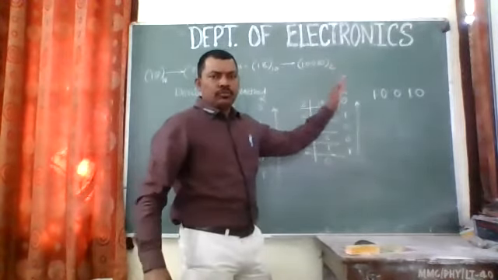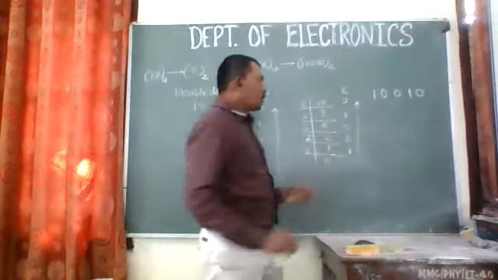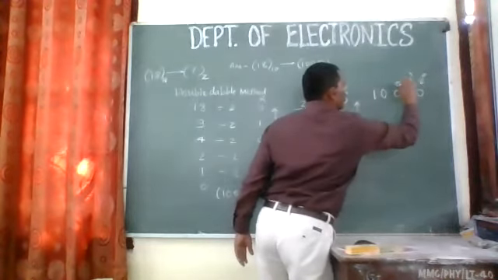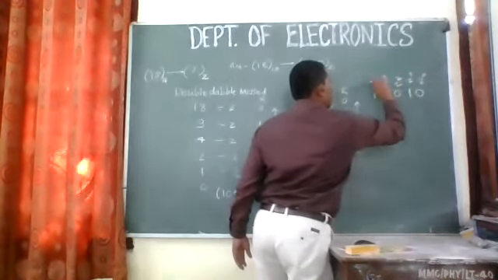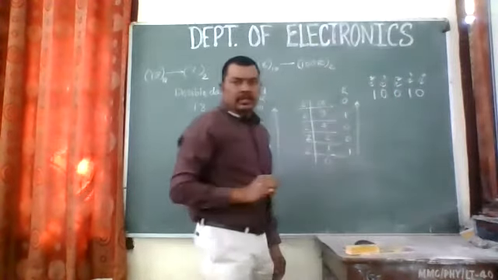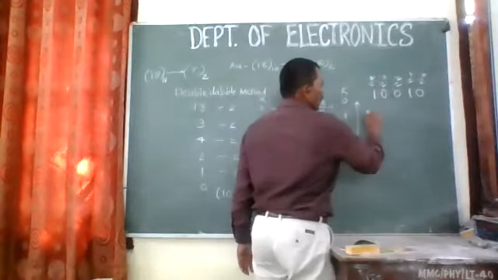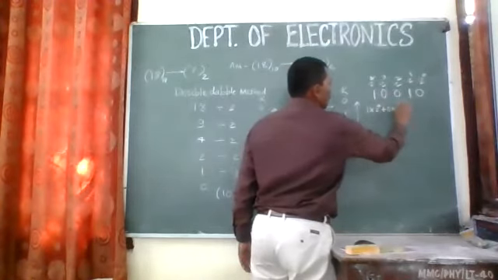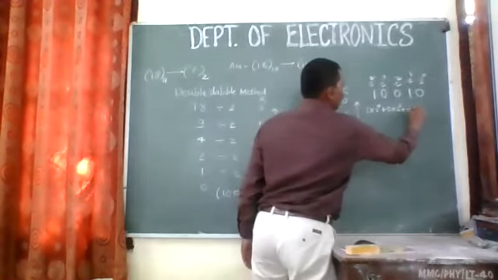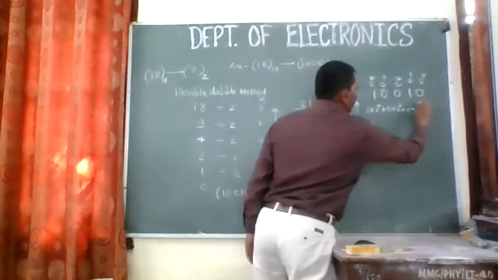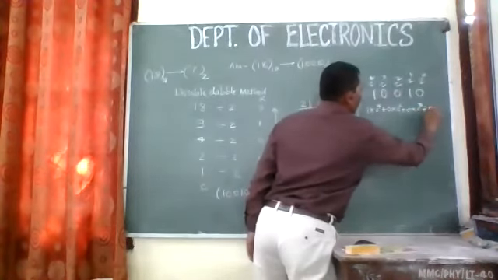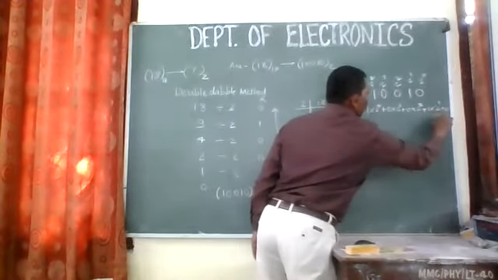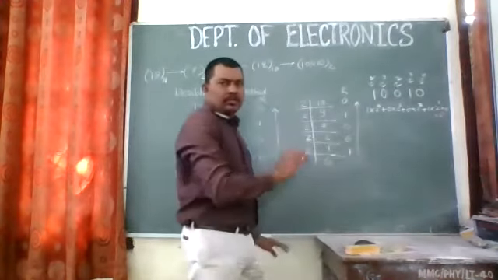Now put the powers of that particular binary system. This is 2 raised to power 0. This is 2 raised to power 1. This is 2 raised to power 2. This is 2 raised to power 3. And this is 2 raised to power 4, right? Now put the values. So 1 into 2 raised to power 4, plus 0 into 2 raised to power 3, plus 0 into 2 raised to power 2, plus 1 into 2 raised to power 1, plus 0 into 2 raised to power 0. Right? Likewise, I have written over there.